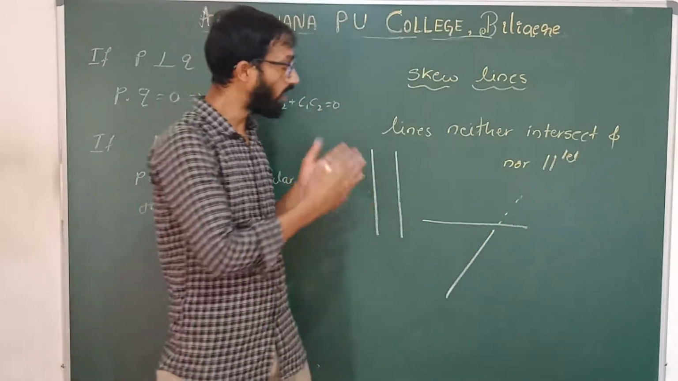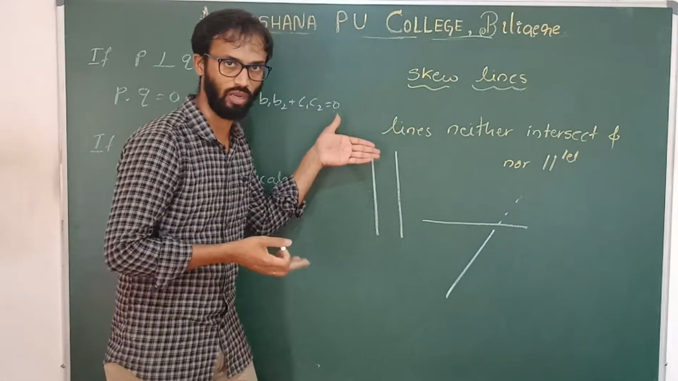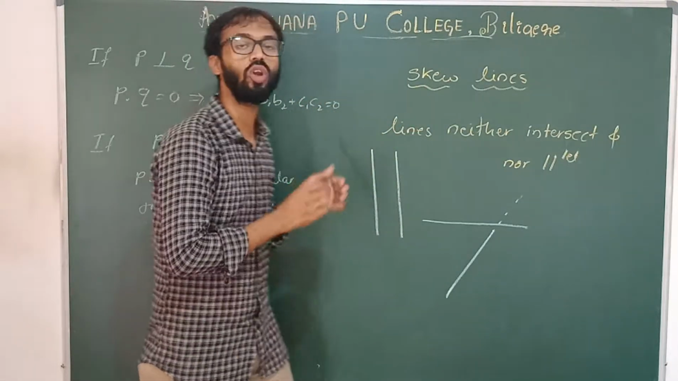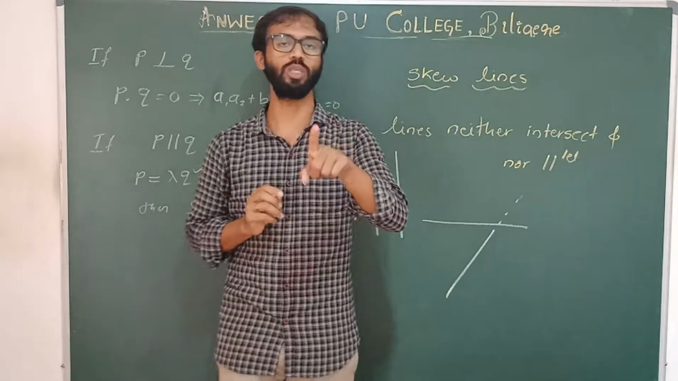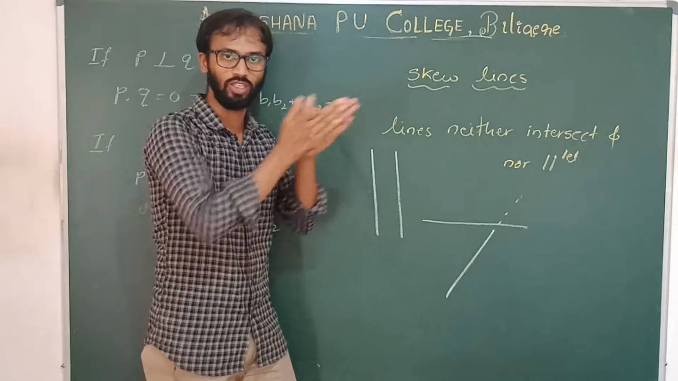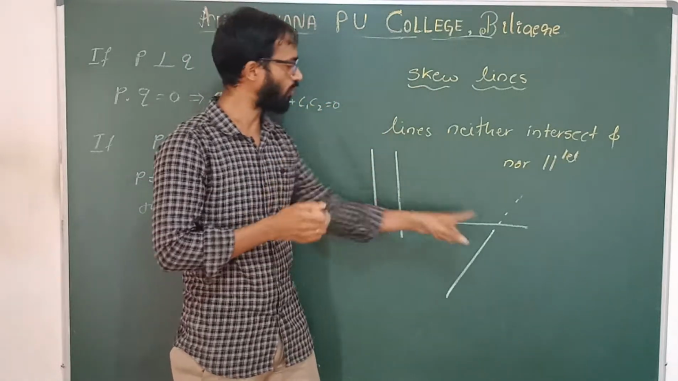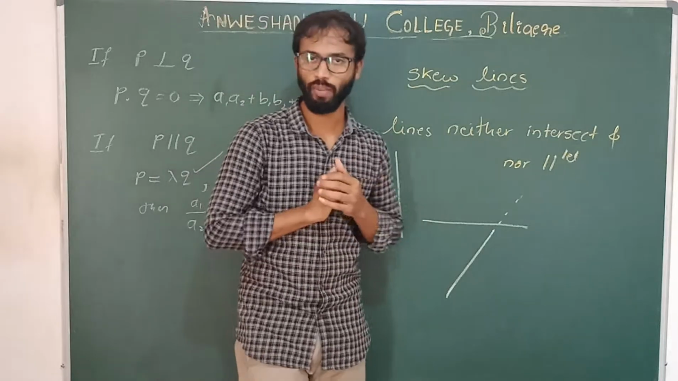I mean, when you draw two lines in a plane, in two dimensions, I'm talking about two dimensions now, there are two possibilities. Either they are parallel to each other, which never meet each other, or they intersect each other somewhere, which means they are never parallel to each other.